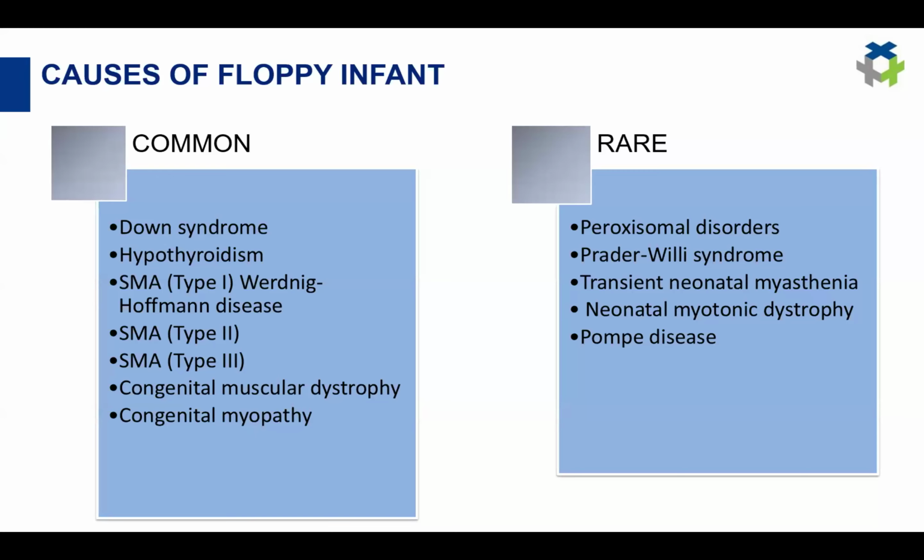So the most common causes of floppy infant are Down syndrome, hypothyroidism, SMA types 1, 2, and 3, congenital muscular dystrophy, and congenital myopathy.